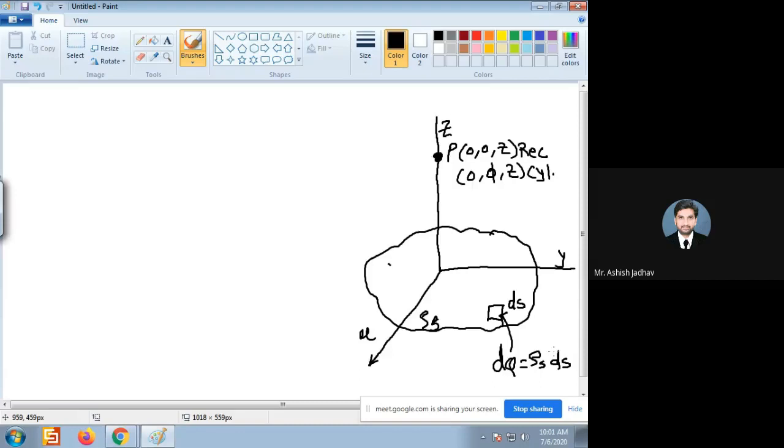Right? Is there any query up till now? Understood what we are going to do? Because of this small surface ds, we are going to find the electric field intensity at point P. That would be the differential electric field intensity, and then we are going to integrate that. To proceed with that, let me draw the vector originating from this small surface ds to the point P.